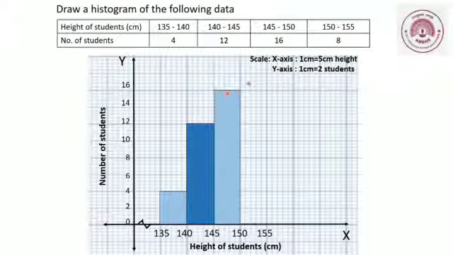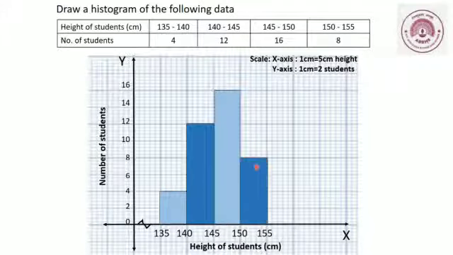And the last class is 150 to 155 and its frequency is 8. So base is 150 to 155 and height is 8. Draw the rectangle. And observe that there are no spaces between the bars. So this is how to draw a histogram of the given data.